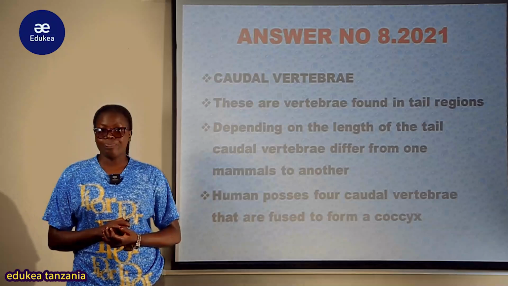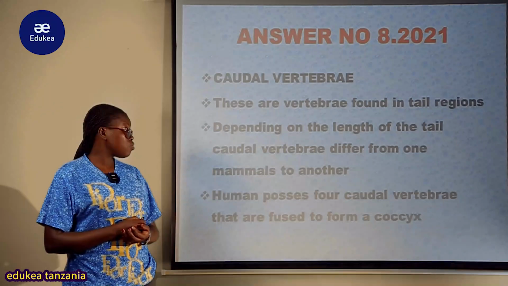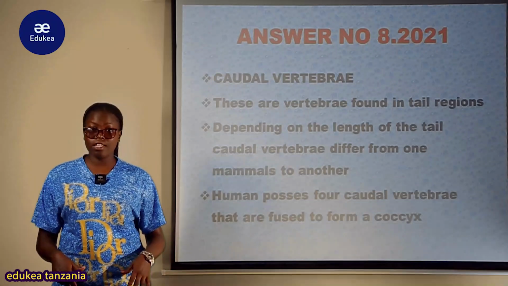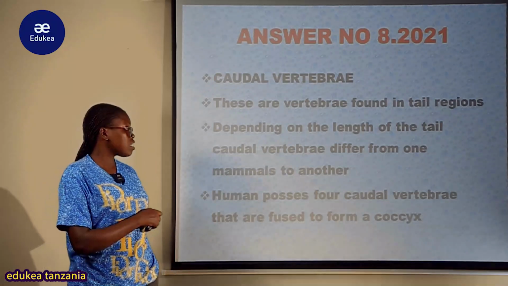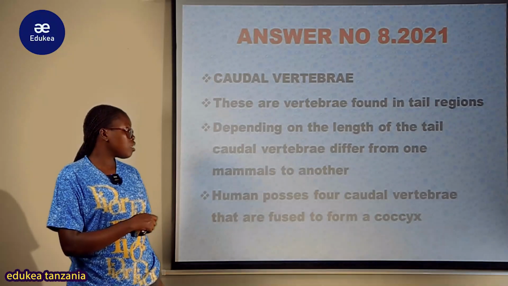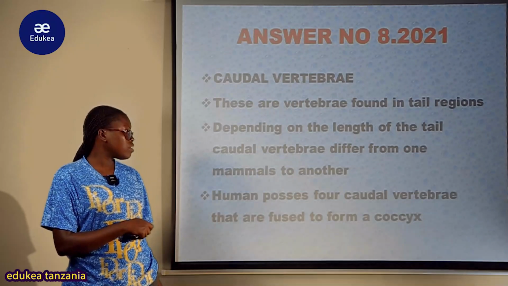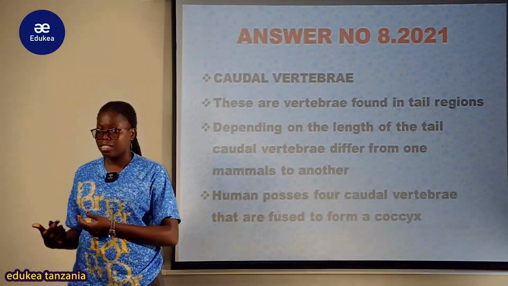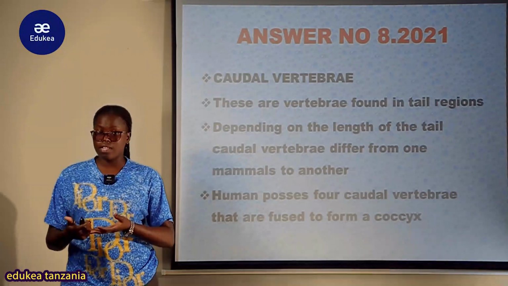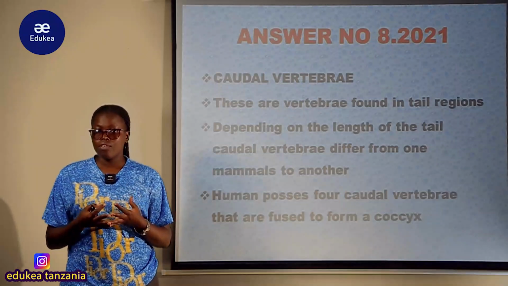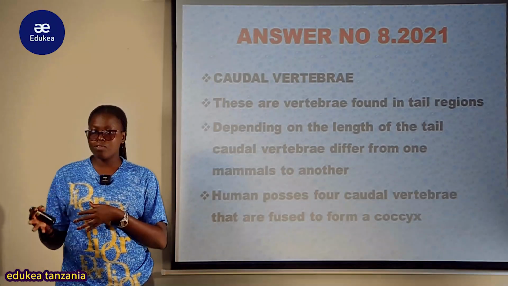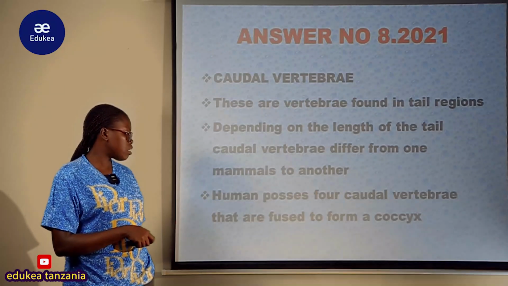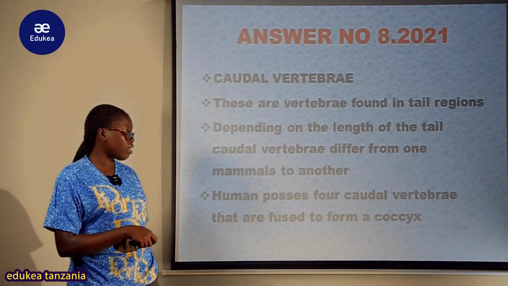Another one is caudal. Caudal is the one usually found in the tail region, the area near the reproductive organs. So these are the vertebrae found in the tail region. Depending on the length of the tail, caudal vertebrae differ from one animal to another. They are found mostly in the tail region of the organism, and differ from one organism to another depending on the length of their tail. So humans possess 4 caudal vertebrae, which are fused to form the coccyx.